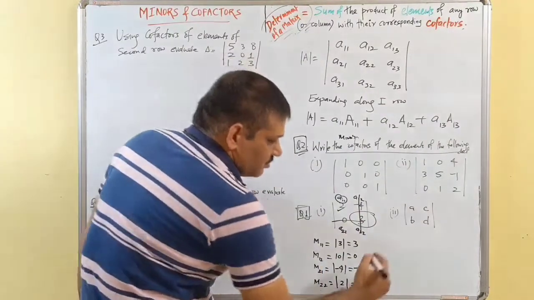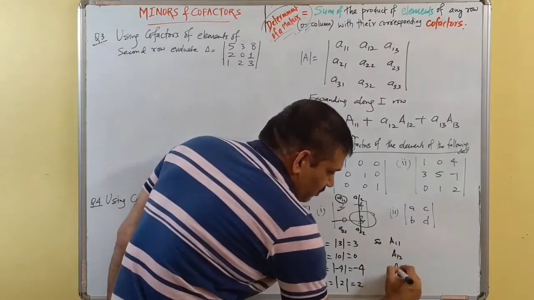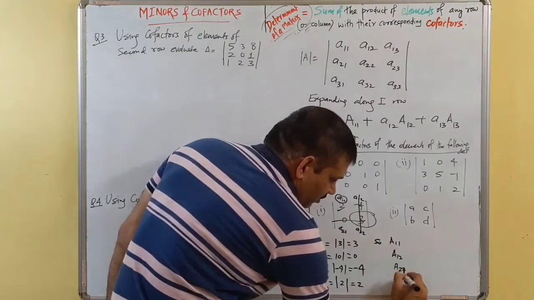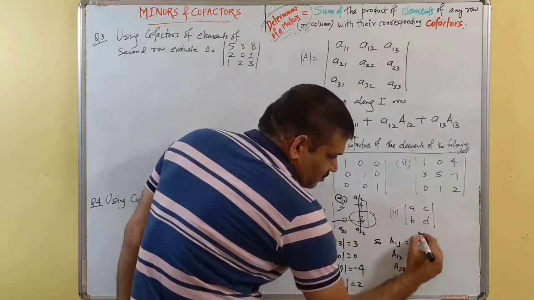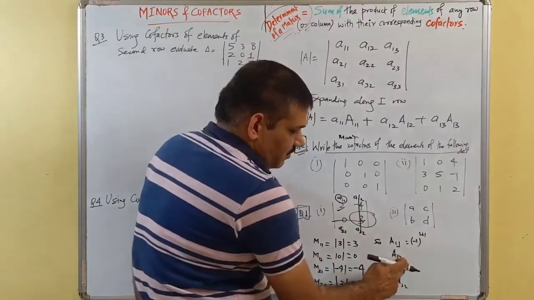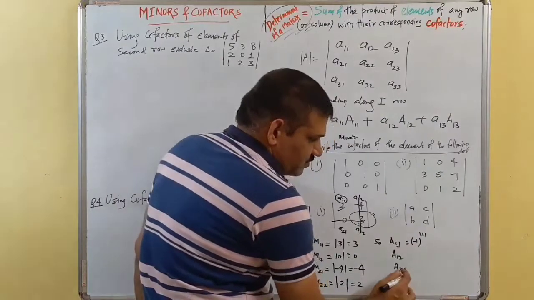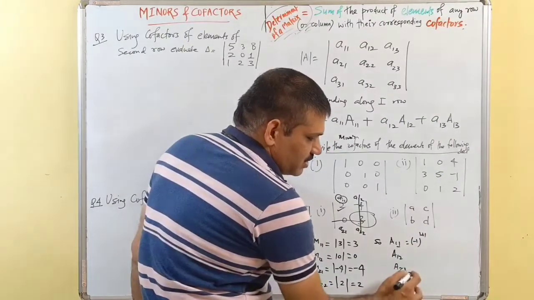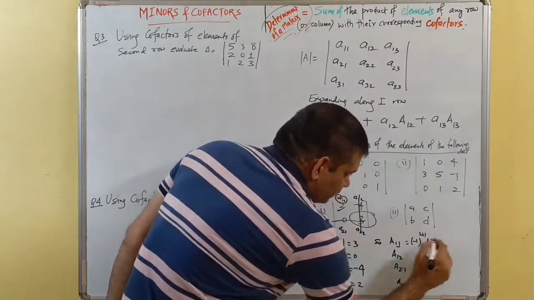These are the minors. Now the cofactors A11, A12, A21 and A22. How are they found? -1 raised to 1 plus 1 into M11. Simply this will be the same as it. This will be the negation of this. This will be 2 1. This will be the same, and this will be the negation, and this will be the same.